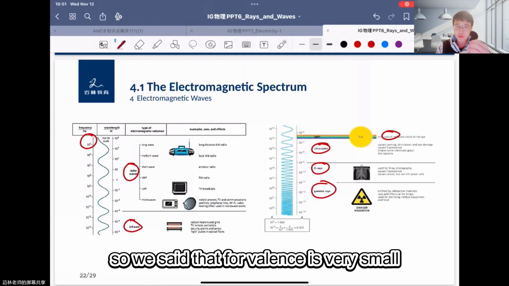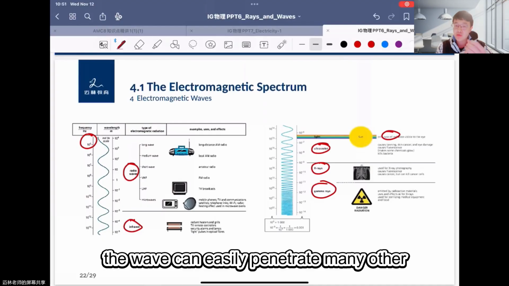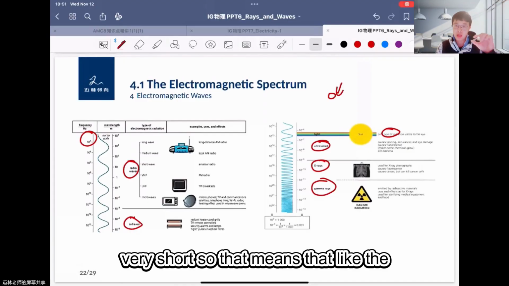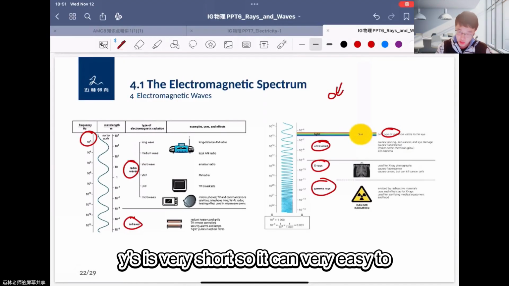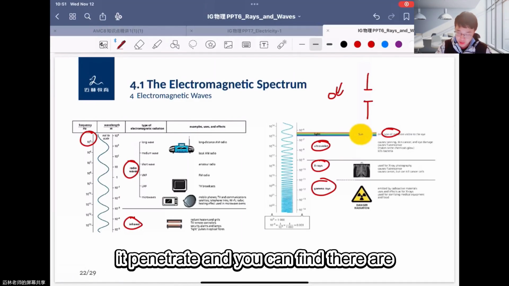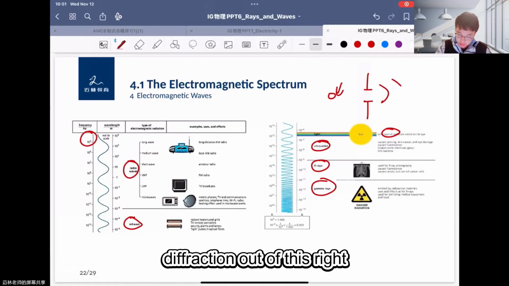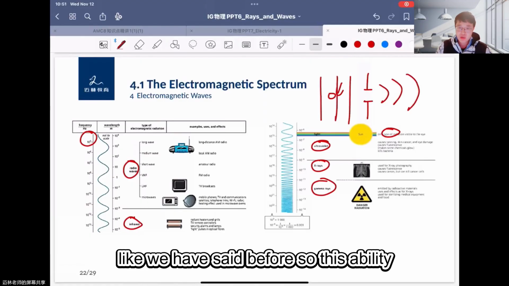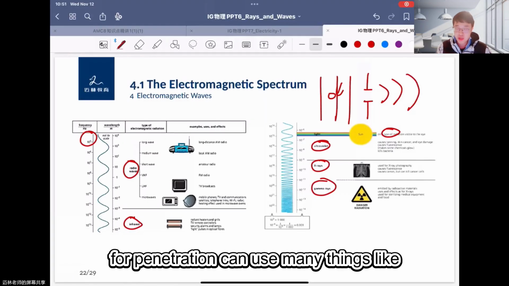So we said that when the wavelength is very small, the wave can easily penetrate many other things, like gamma rays, because the wavelength is very short. So it can very easily penetrate a gap like this, okay? And once it penetrates, you can find there is diffraction out of this, like we have said before. So this ability for penetration can be used in many things.